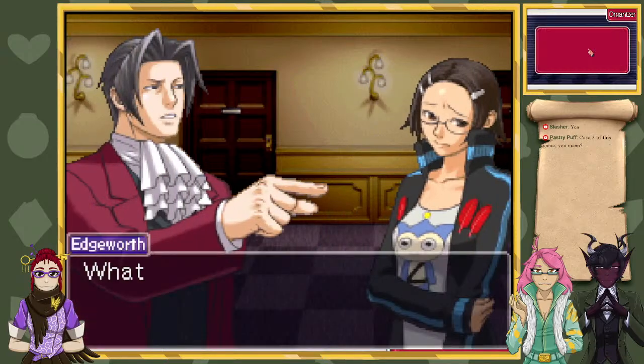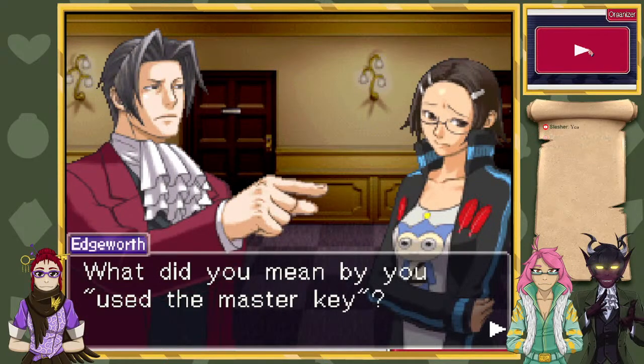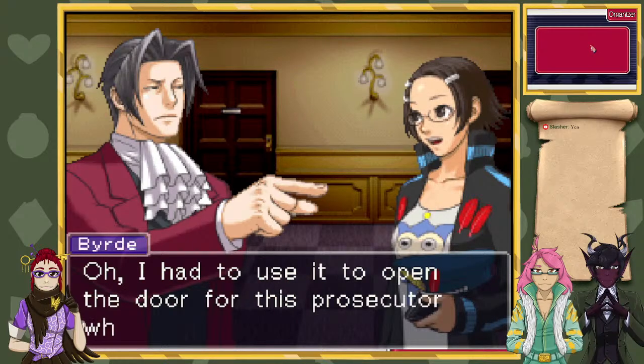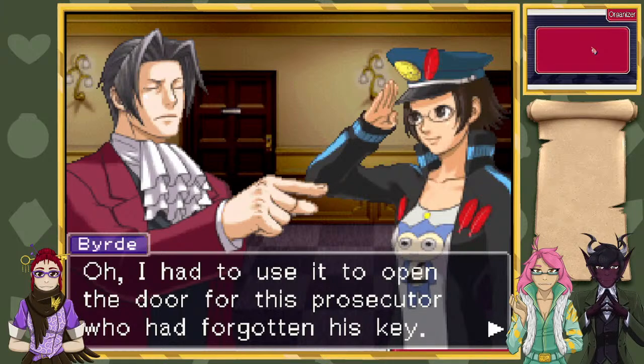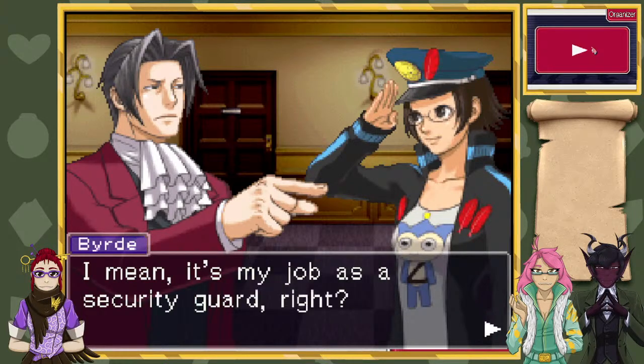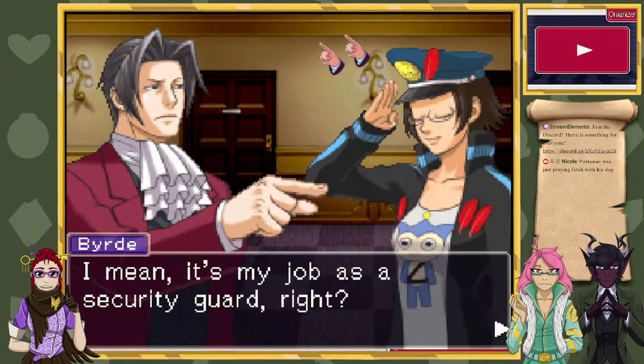Use the master key. What do you mean by you use the master key? Oh, I had to use it to open the door for this prosecutor who had forgotten his key. Sussy wussy. It's my job as a security guard, right?